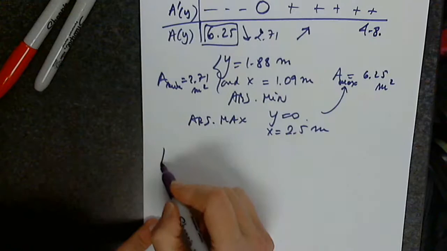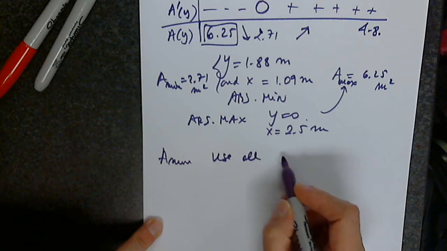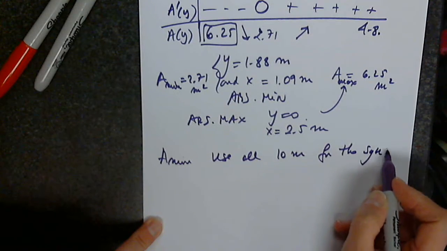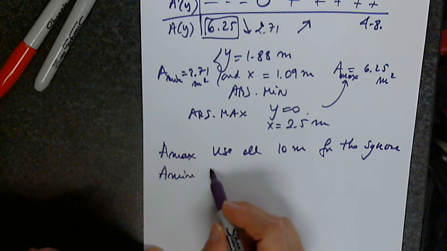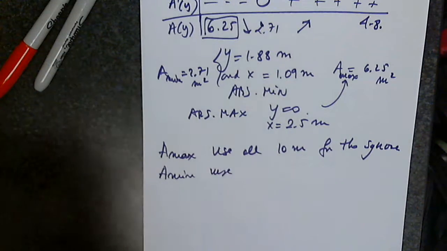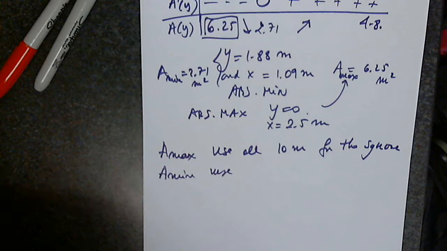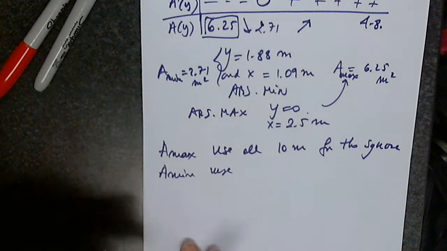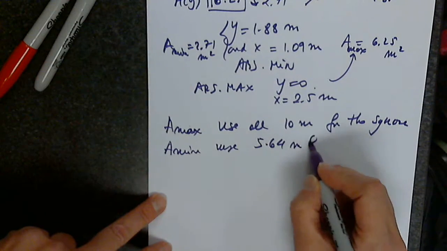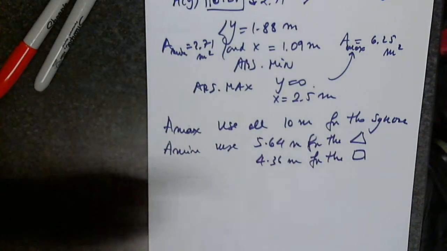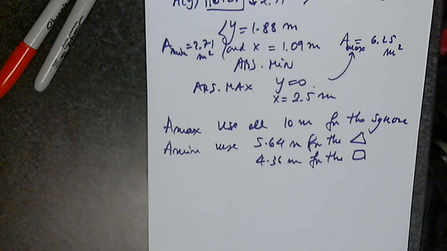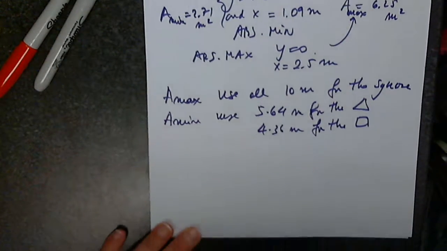So for the area maximum, use all 10 meters for the square. And for the area minimum, use 3 times 1.88, and subtract it from 10. So 5.64 meters for the triangle, and 4.36 meters for the square. Any questions on this problem?